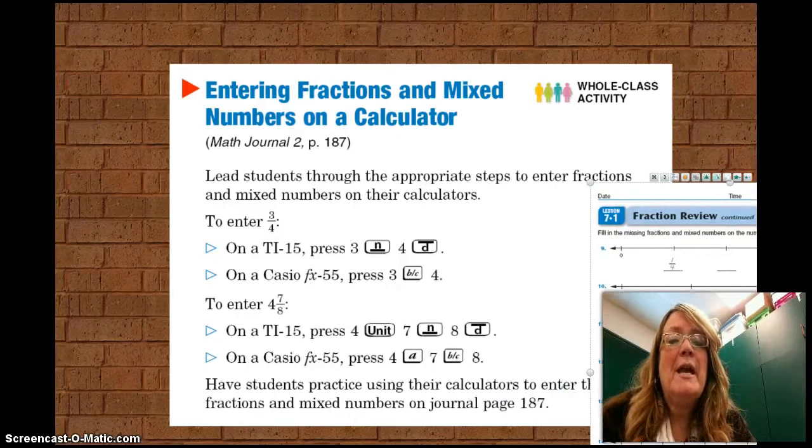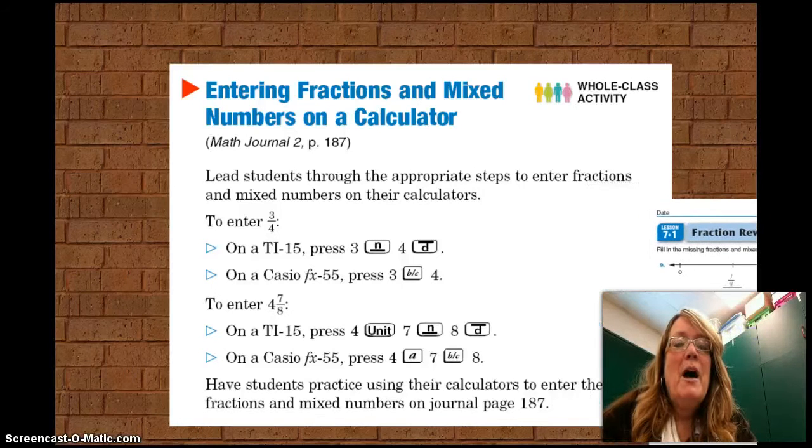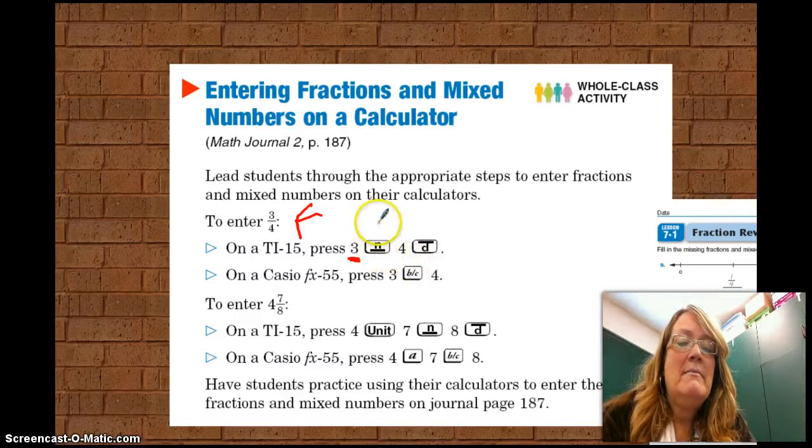This just shows you again how to enter that on your computer or on your calculator. Notice here for 3/4 on your calculator, you're going to punch in the 3 first, and then you're going to punch in the divided by sign, then the number 4, and then your equal sign. And this is just showing you, if you have different calculators, the different process that you would follow in order to do that.